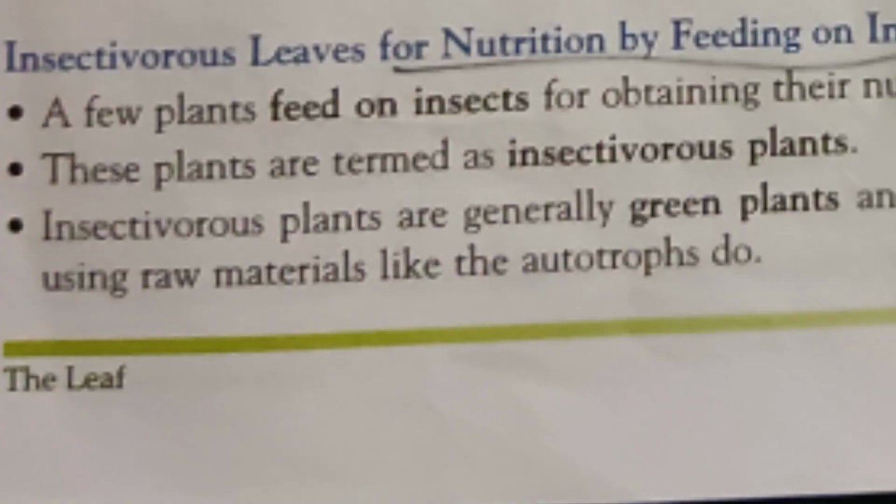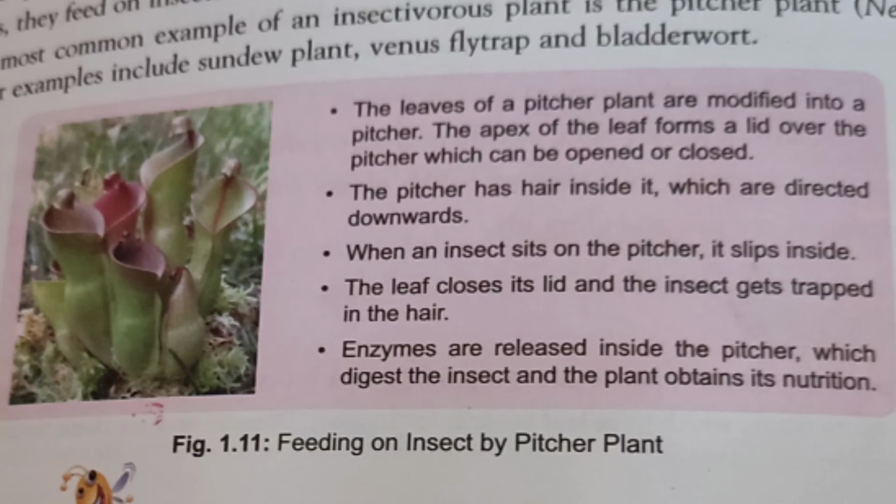Number 4, insectivorous leaves for nutrition by feeding on insects. A few plants feed on insects for obtaining their nutrition. These plants are termed as insectivorous plants. Insectivorous plants are generally green plants and they can prepare their own food by using raw materials like autotrophs do.